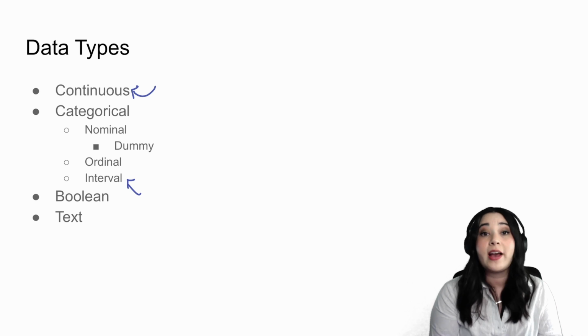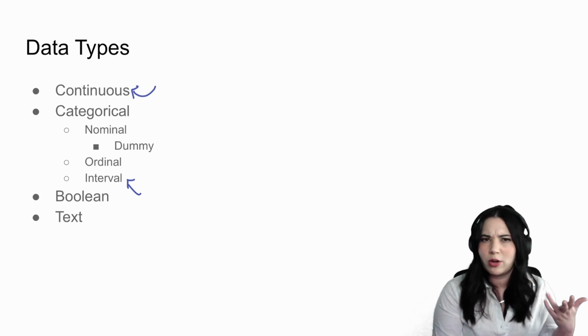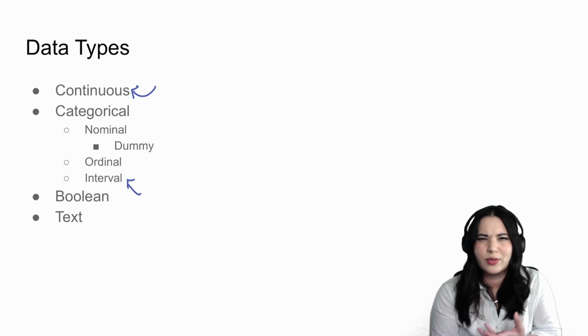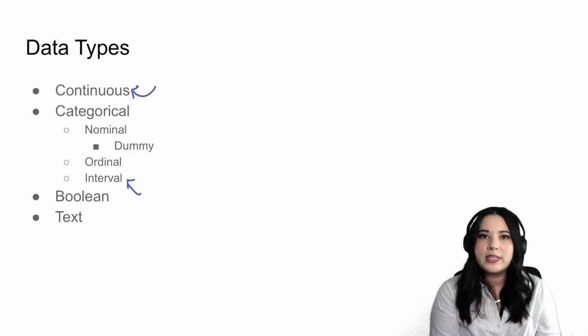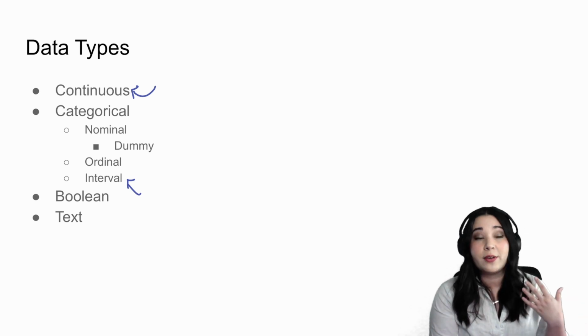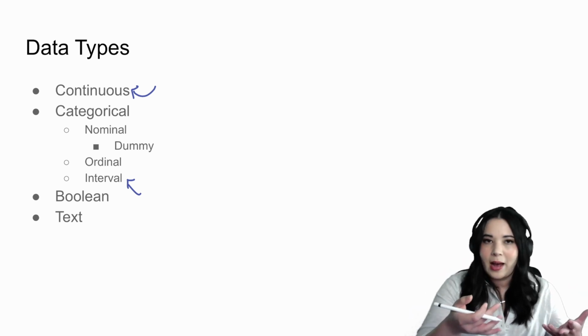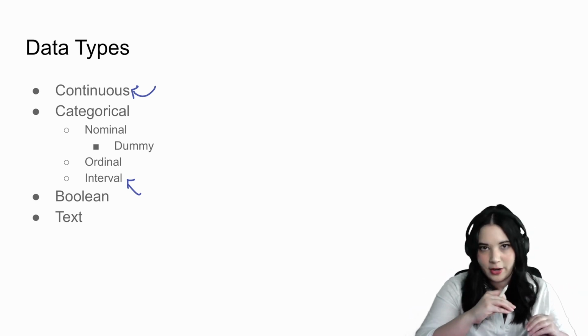Last but not least, we have text data. Now, text data may seem to you like categorical data, but there are some things that are text data which aren't really categorical. For instance, if you've ever taken a survey and they had a free response question that said, what do you like about this app? And there's a text box for you to type in your answer.